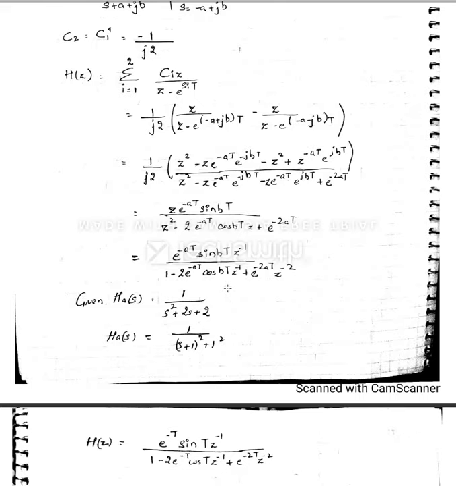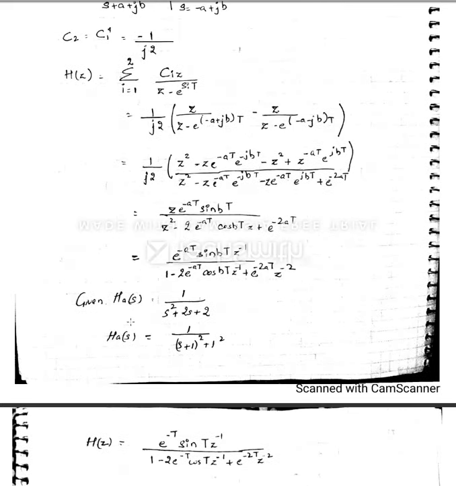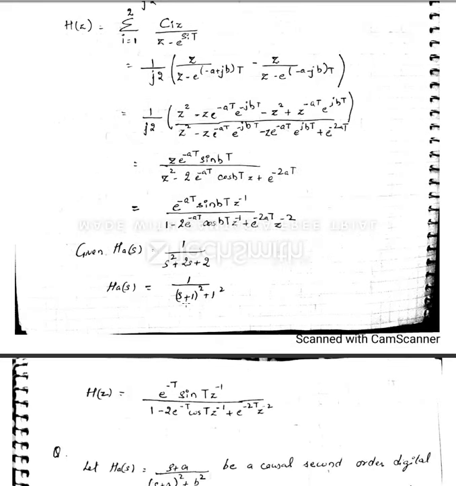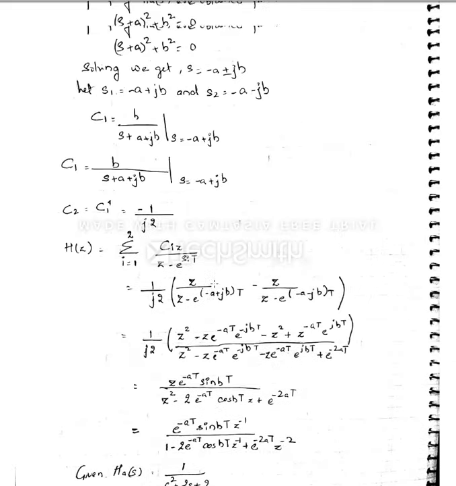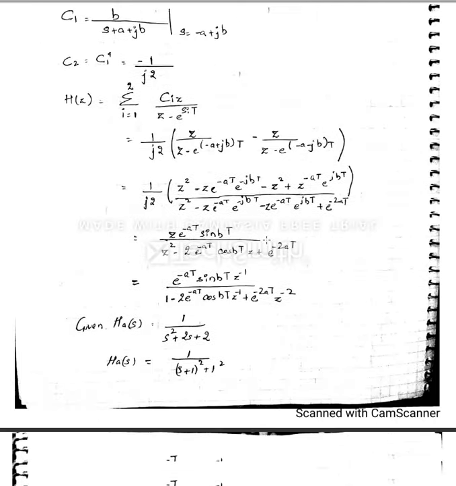Now another transfer function they have given is 1 by s square plus 2s plus 2, right? They are asking you to find the digital transformation of it. You can easily see this is again a quadratic equation, but I can write it as s plus 1 whole square plus 1 square. Now compare this with what was given in the problem, that is nothing but this. So there we have 1 by (s plus 1) square plus 1 square, correct?